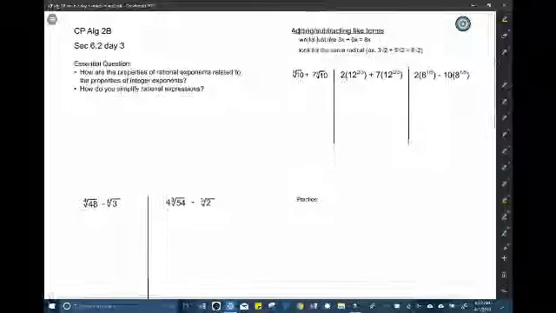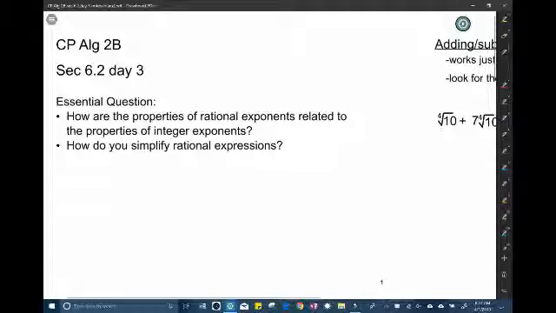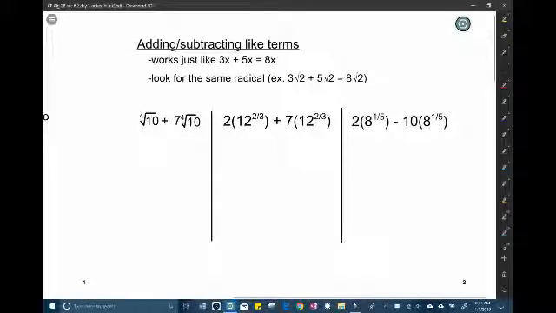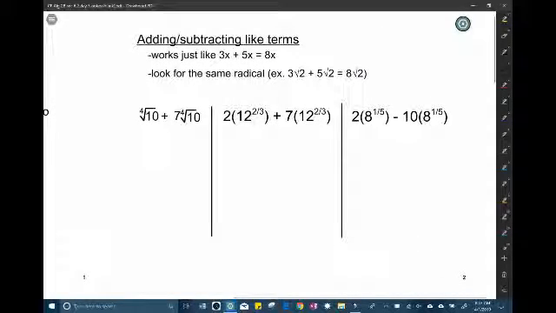Today we are focusing on how the properties of rational exponents are related to the properties of integer exponents, and how you simplify rational expressions. Let's get on into it, into adding and subtracting like terms, essentially like radicals.